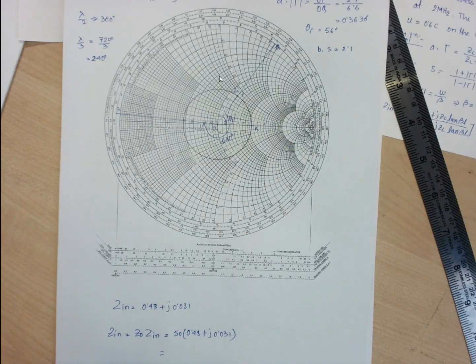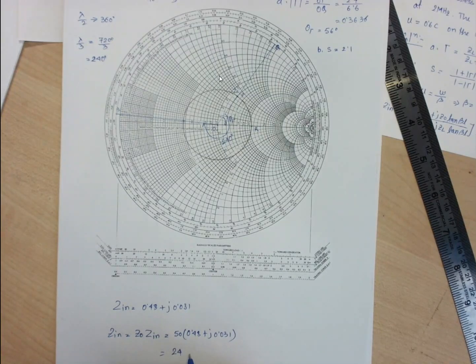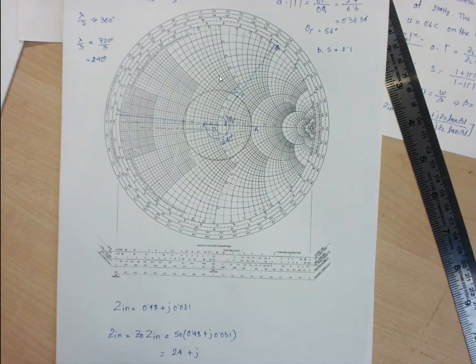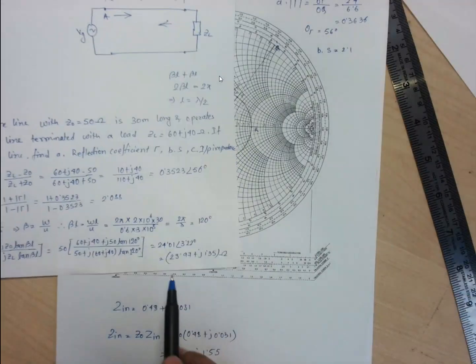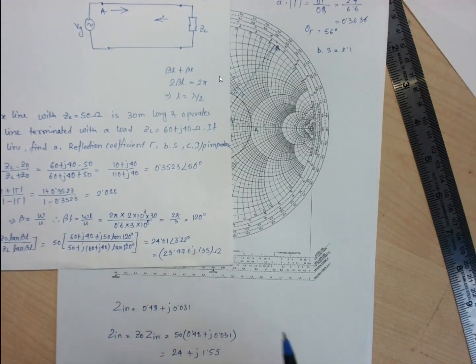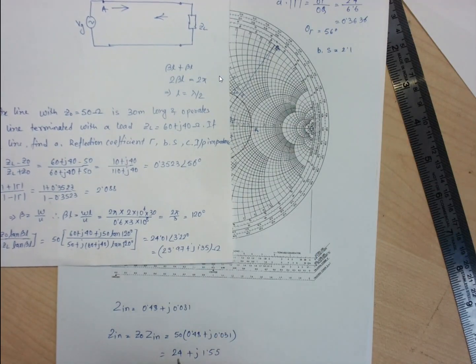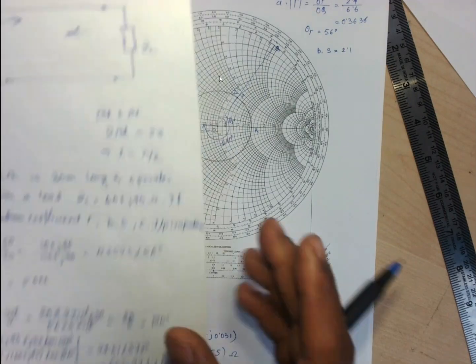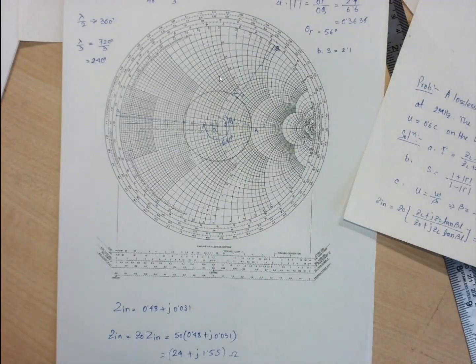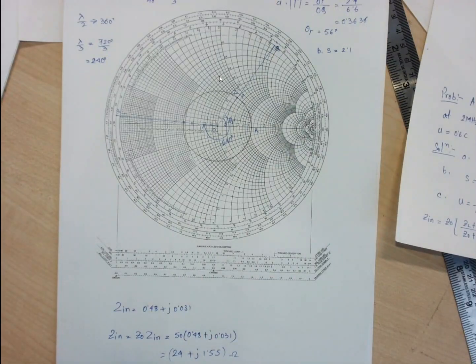If we multiply these two, 0.48 into 50, 24, plus J 0.031 into 50, 1.55. What was our numerical result? The numerical result was 23.97 plus J 1.35. So it is coming out as 24 plus J 1.55. So somewhat near to this. Understand? Any doubt, anyone? Any doubt? You can ask.